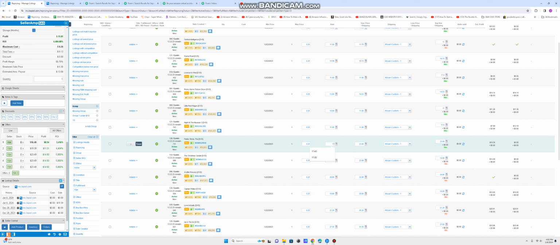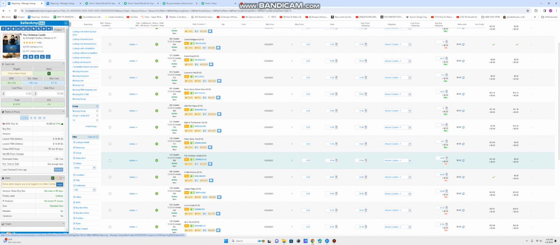We're going to do $17 at a minimum, and then we're going to go $19.20. So we'll be under them. They're the buy box because they're $3 less. But since it sells so often, we don't want to lose too much money by pricing it too low.